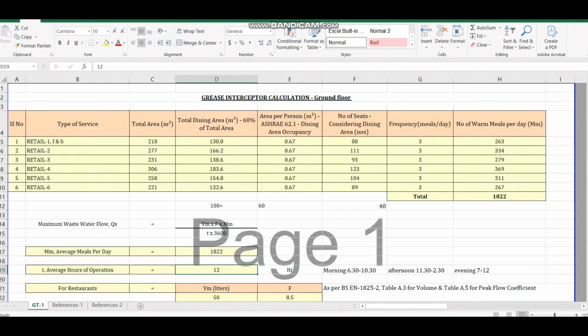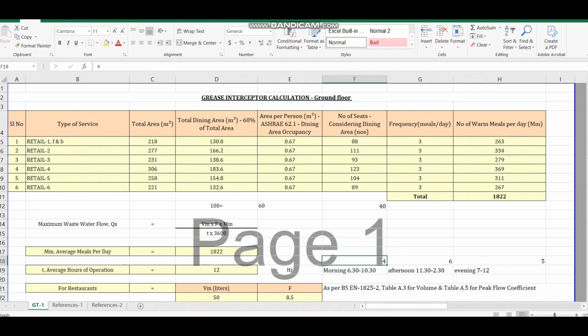And this is one of the very important things, the average hours of operation. I need to consider the hours of operation. This will change the amount of flow in a big way. For example, I normally consider 12 hours, because my understanding is that in the morning from 6:30 to 10:30 the hotel will be operating, then again 11:30 to 2:30 for lunch, and in the evening 7 to 12. So following this, 6:30 to 10:30 is 4 hours, and 11:30 to 2:30 you can see is 3 hours, and again from here 5 hours. So like this we can decide.